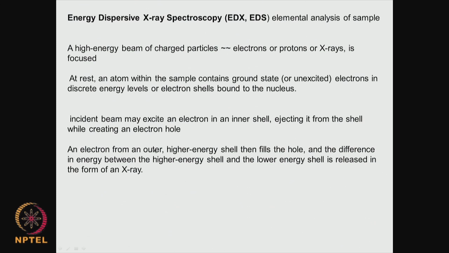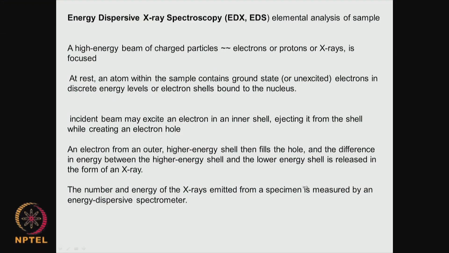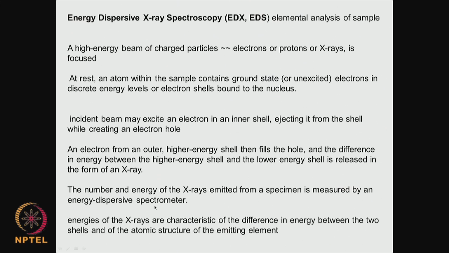Okay. That X-ray tells you because it is a measure of the difference in energy, which is also a measure of the type of element. The number and energy of the X-rays emitted from a specimen is measured by a energy dispersive spectrometer. Okay. This is how you can measure the composition of various elements present on the surface. So, energies of the X-rays are characteristics of the difference in energy between the two shells and the atomic structure of the element present. Okay.